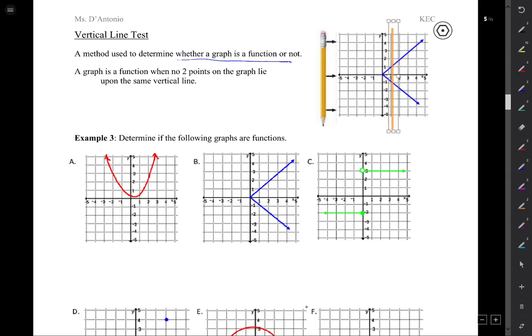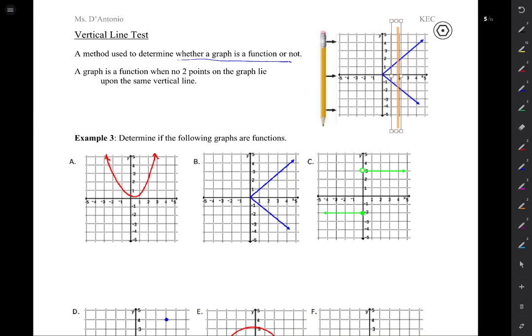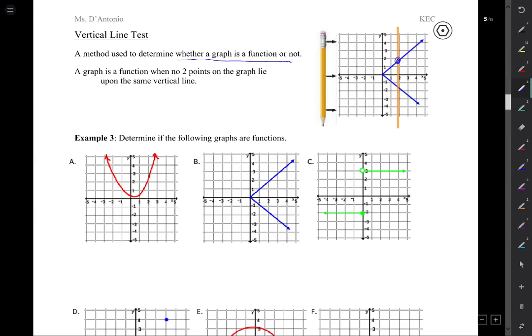Now, what you're looking for is if at any point your vertical line touches the graph in more than one spot. So you'll see where my line is right now. It's touching the graph here and here. Now, because of that, that means that this graph is not a function.